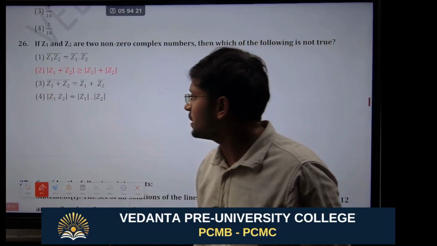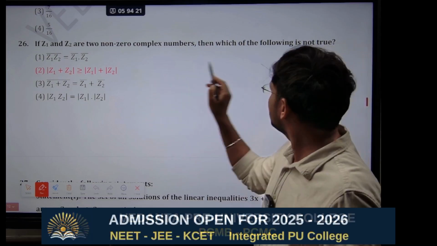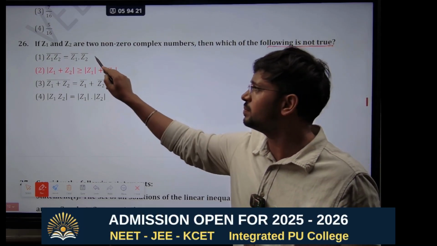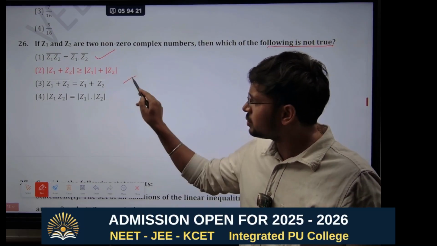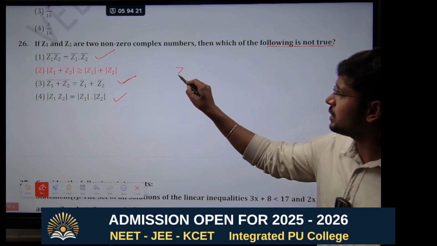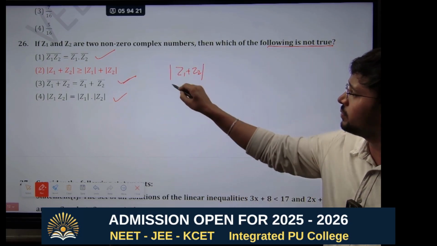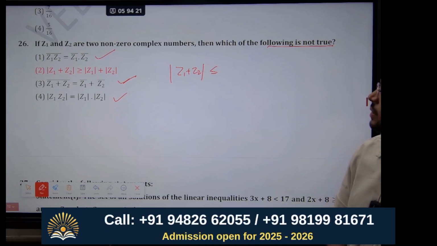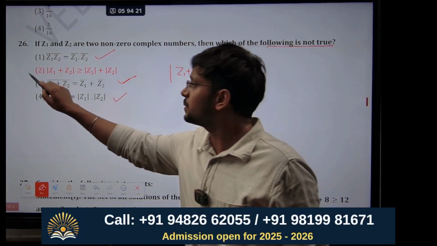Now you see which statement is correct. So this statement is, sorry, not true. This statement is true. This statement is also true. This statement is also true. But we know that the modulus of Z1 plus Z2 will be less than or equal to the sum of moduli, not strictly equal. So this is not true. So option number 2 is the answer.